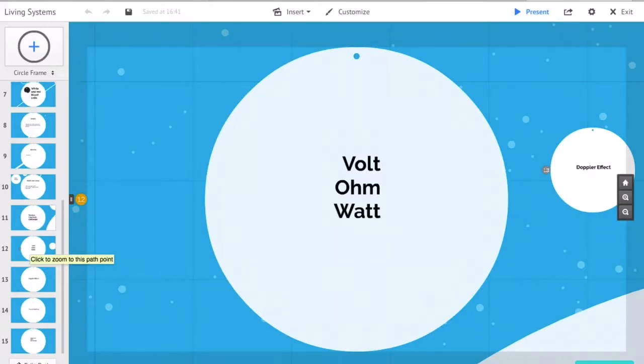Volt, ohm, and watt. All right, this is another little three terms that we want to be familiar with. Volt is the difference in electrical potential between 2 points on a conducting wire, while ohm is an electrical resistance between 2 points of a conductor, and watt can be used to quantify the rate of energy transfer and is measured in joules per second.